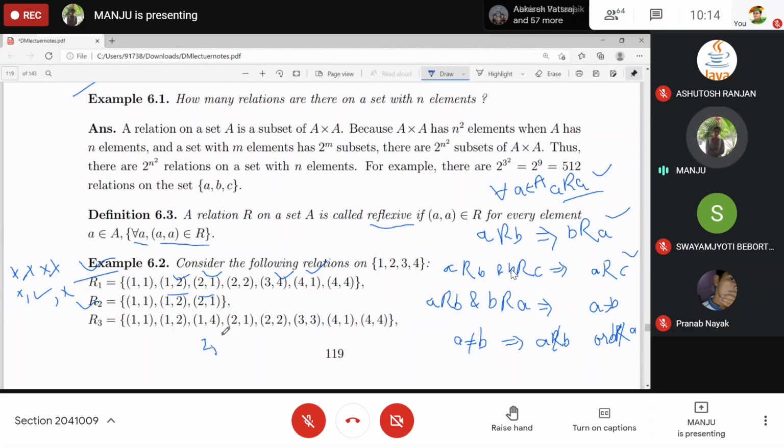Look at 2, 1, right? Then 1, 2. So if it would be transitive, then 2 comma 2 should also be there, right? Yes, ma'am. That is why we have to check both the sides, since it is an ordered collection of objects.